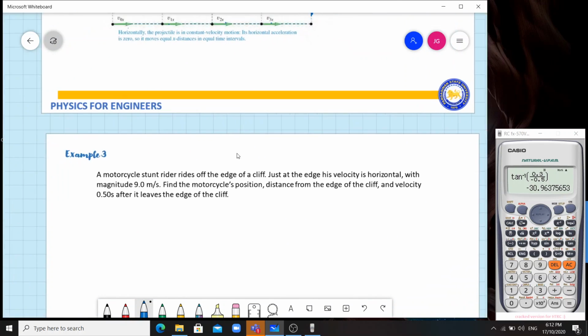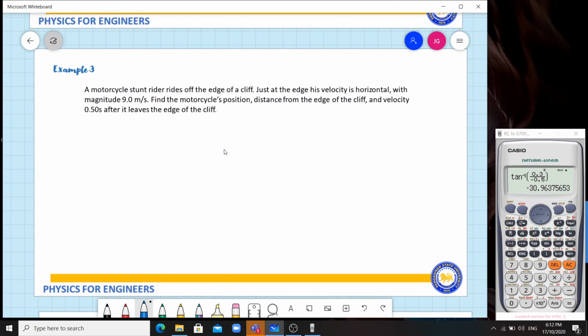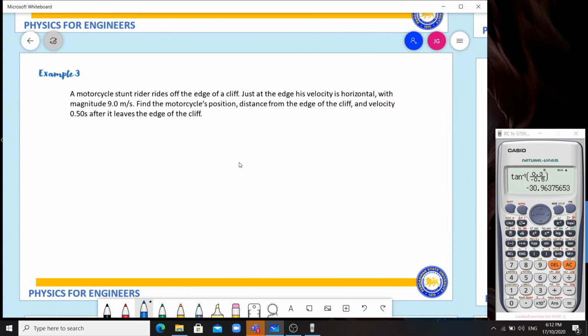And then, let's apply that in this example. Example number 3, a motorcycle stunt rider rides off the edge of a cliff. Just at the edge, his velocity is horizontal with magnitude 9.0 meter per second. Find the motorcycle's position, distance from the edge of the cliff, and velocity 0.50 seconds after it leaves the edge of the cliff. Okay, so halimbawa, ito si cliff.